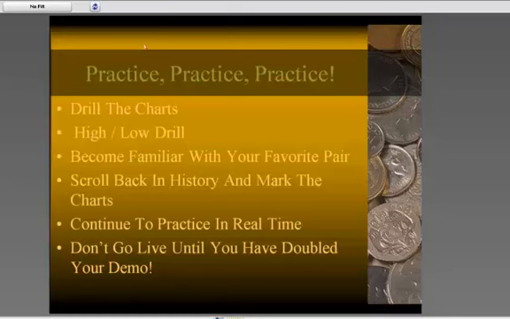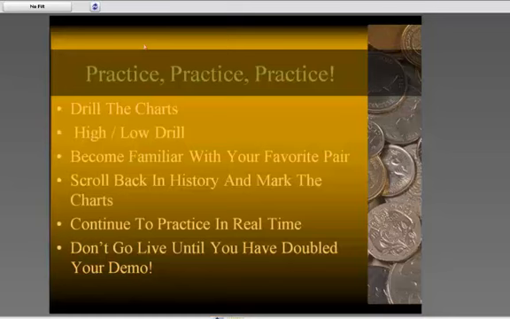Until you get used to stepping in front of the high or low, this is demo, by the way. Until you get used to stepping in front of the high-low and pulling the trigger, maybe with hotkeys or scripts, whatever you like, you're not going to master it. You're going to sit there floundering and you're going to blame me. And that is not on my tab if you don't do the homework. Scroll back in history and mark those charts up.